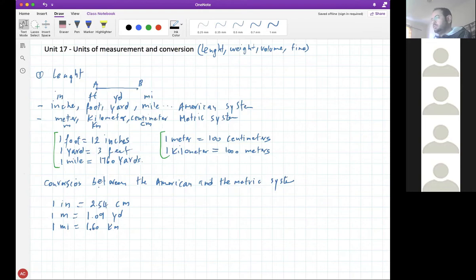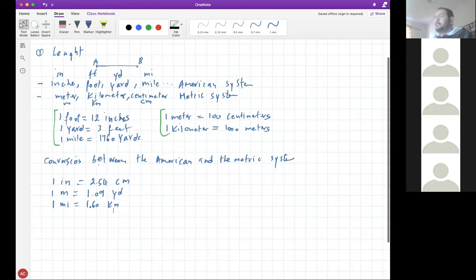I believe that should be it for the measures of length. These are the basic ones. If you know the basic ones, again, you can convert to any other units, and you can convert between the two systems easily here. So those are the base units.